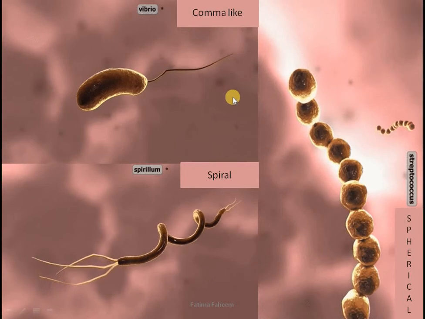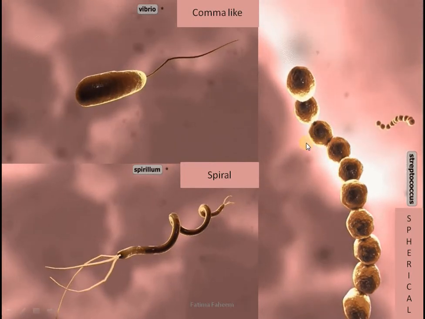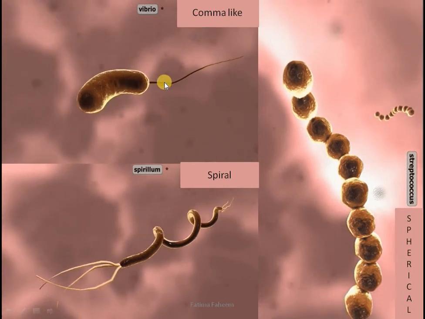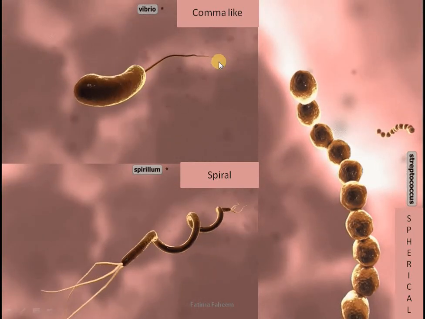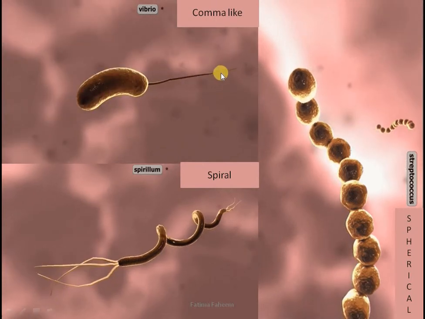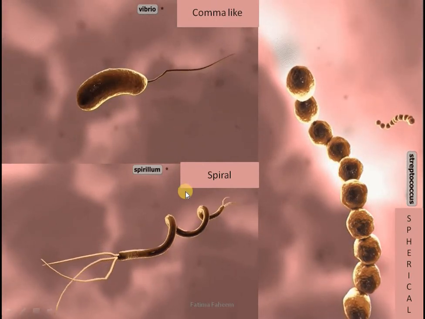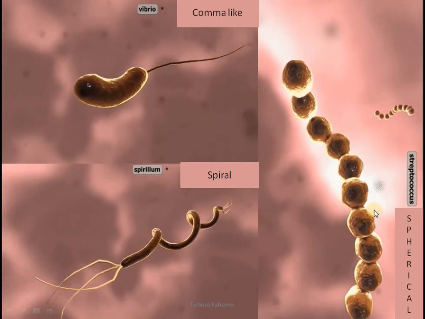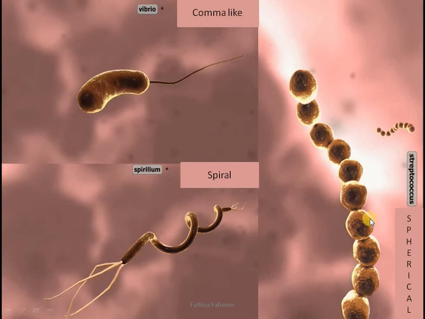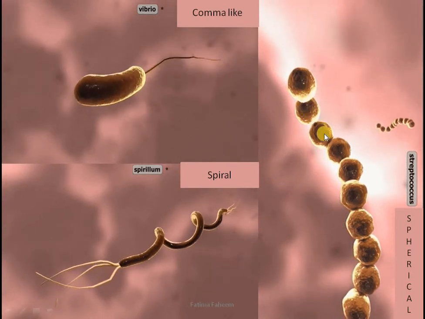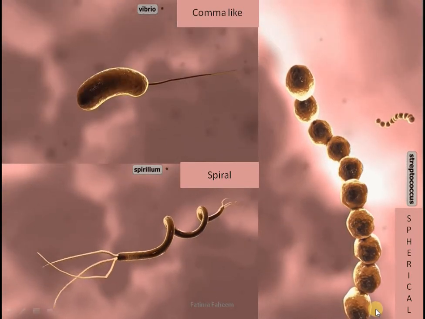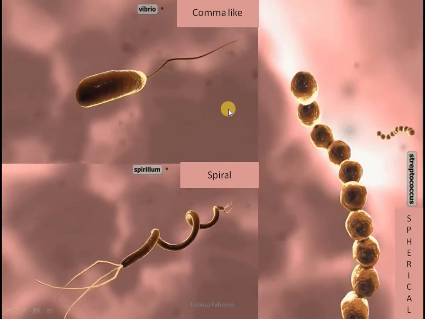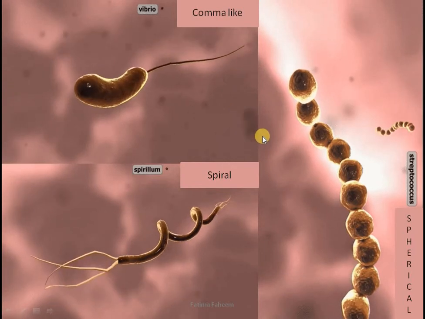If you see here, I have placed three kinds of bacteria depending upon their shapes. This is Vibrio, which is comma-like, and if you see, there is a hair-like structure here. This is called flagella, which helps the bacteria to move. This is a spiral-shaped bacteria called spirillum, and here we see Streptococcus, in which spherical bacteria are chained together to form a long chain of bacteria. So we can say that bacteria are divided into three main categories depending upon their shape.